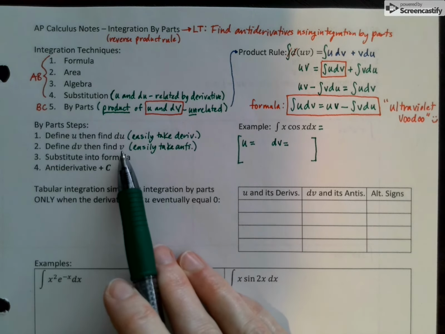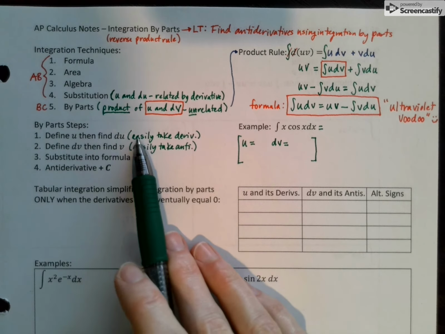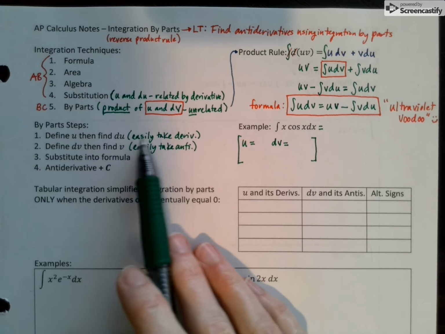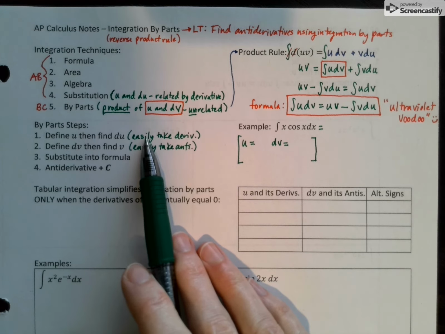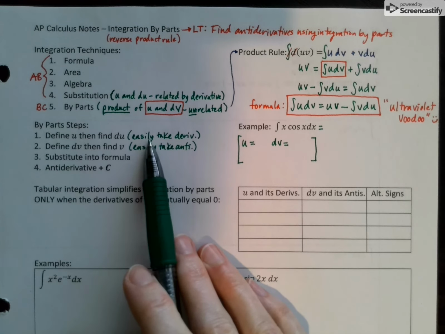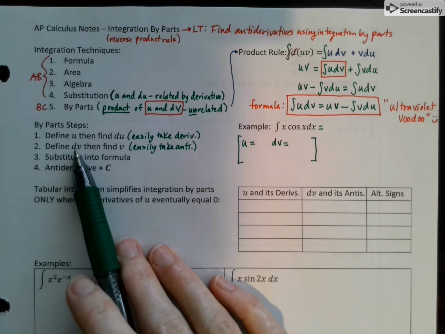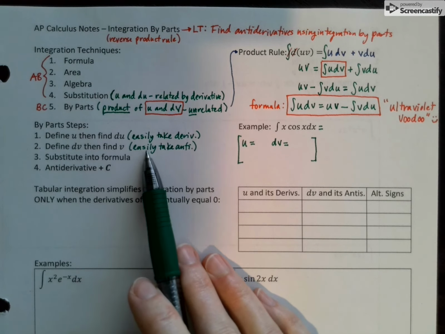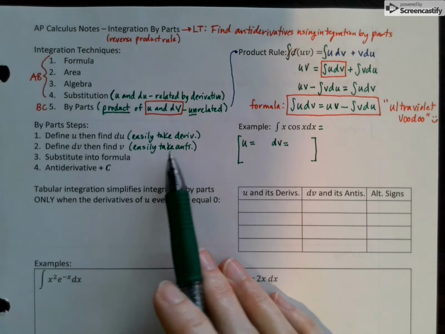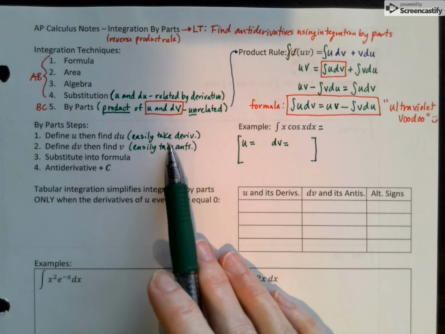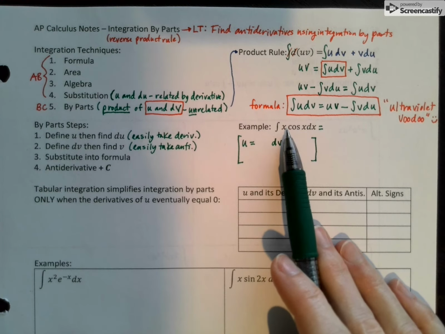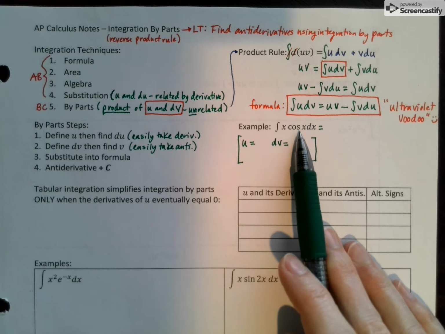and we're going to find the v, which is the antiderivative of dv. So we want to make our choice based on which function we choose for u should be something we can easily take the derivative of, and the function that we choose to be dv is something we can easily take the antiderivative of. And that's relatively speaking, and there's not always a right choice, but a lot of times there's a more efficient choice. So if I look here at our first example, I have x and I have cosine of x.